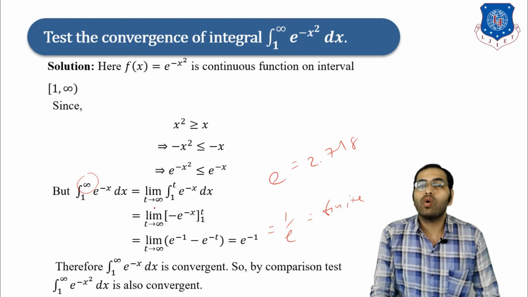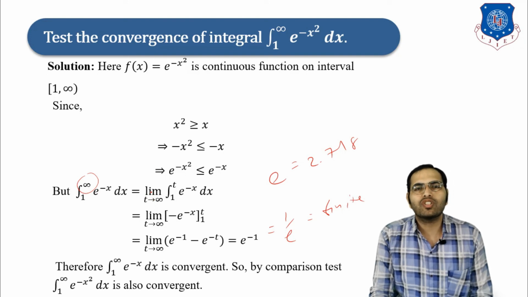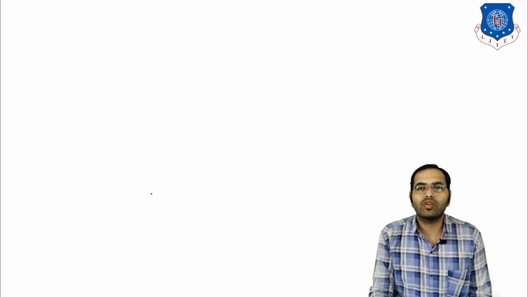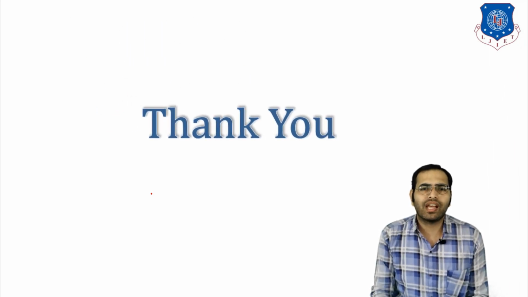So according to the comparison test, the integral from 1 to infinity of e raised to minus x square dx is also convergent. This is all about the topics of the improper integral of type 3, the comparison test, direct comparison test, limit comparison test and p integral.